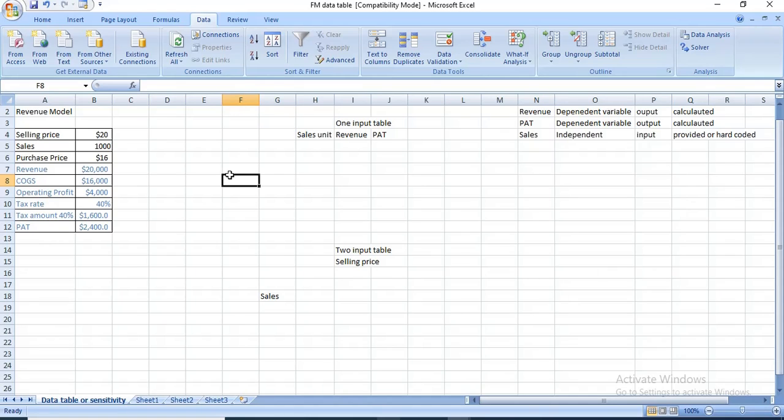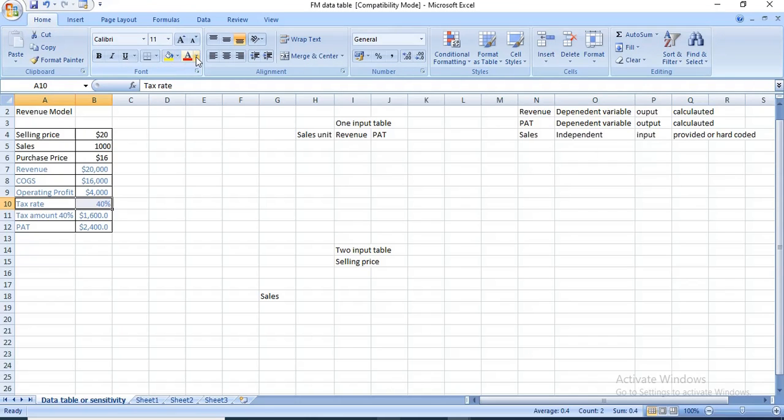So now you need a data table or sensitivity analysis for this. Why? Let's say these are the three inputs you have given, which we call as independent variables also. These are the hard coded and provided by us. Then you have the dependent variables, like in this case, you can say your revenue, COGS, operating profit, and this your PAT. Again, tax rate is also your hard coded input only. So I will make it in this color.